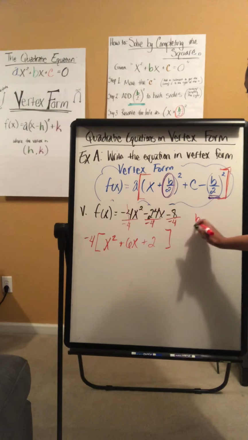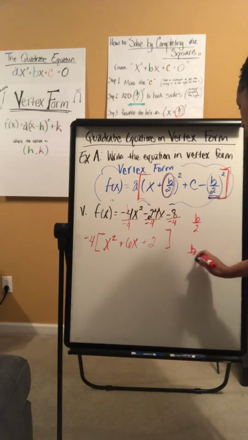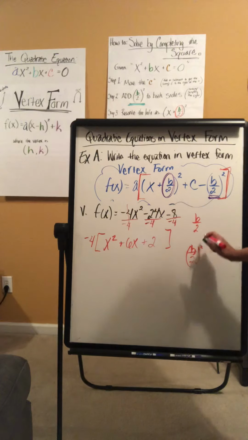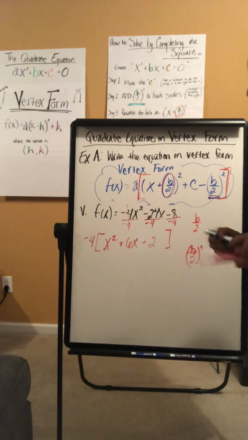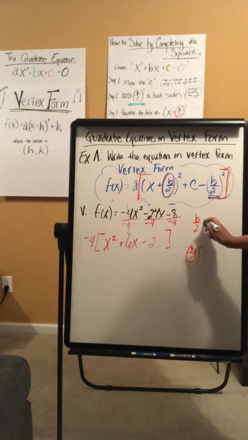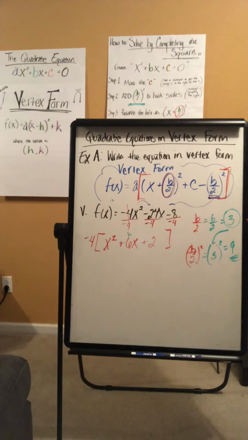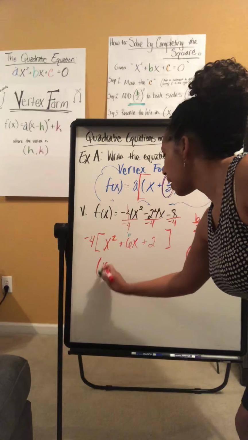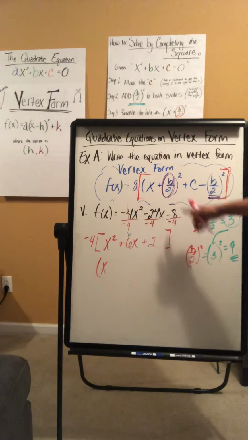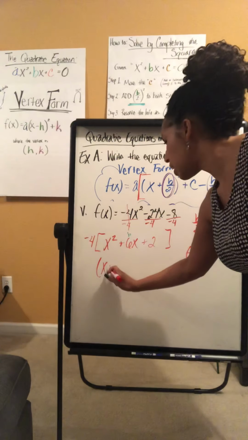I would find my b over 2, and I would find my b over 2 squared. Okay, so my b in this case is the number 6, right? So 6 over 2 would give me 3. And my b over 2 squared would be that 3 squared, which would be a 9. And I would go ahead and follow the formula that we came up with. So I would have my x, it's supposed to be plus whatever my b over 2 is, so plus 3.